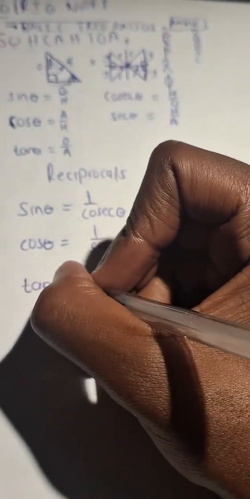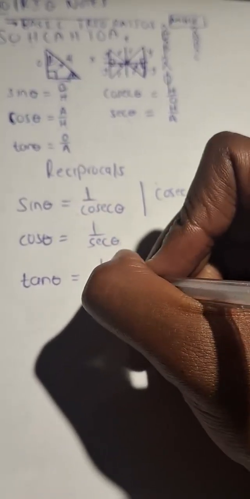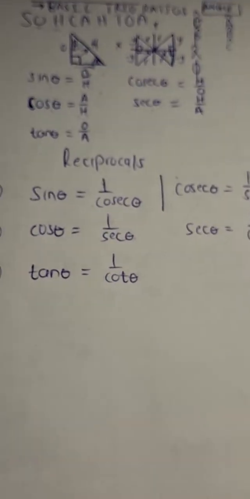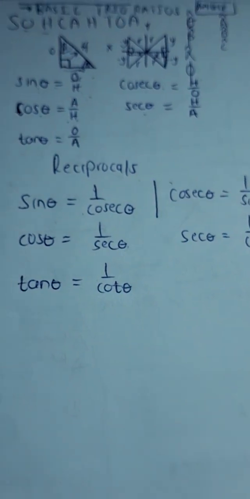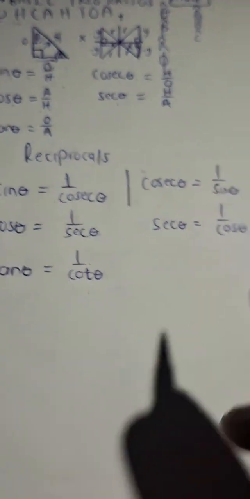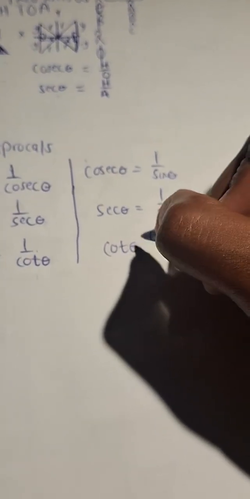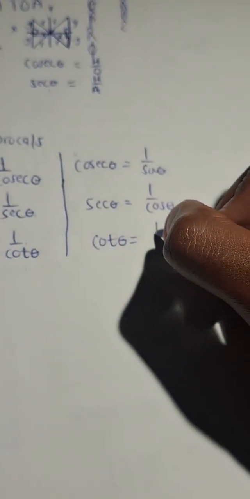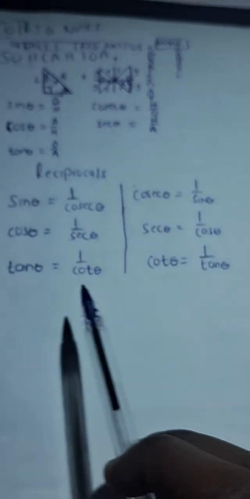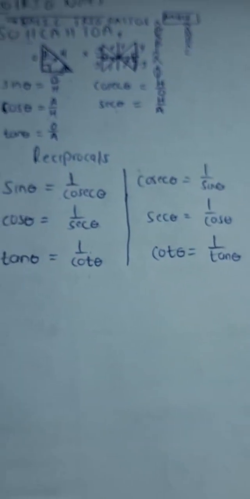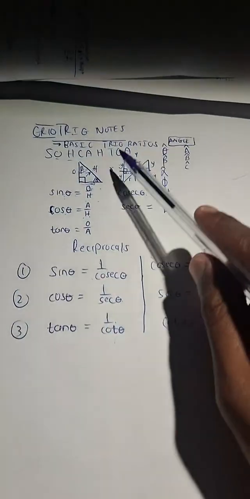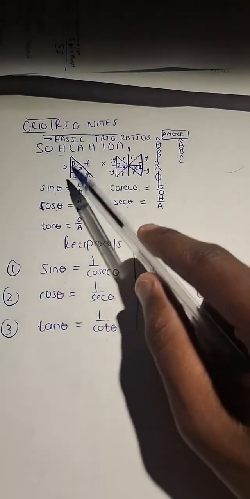Then lastly, tan theta is equal to 1 over cot theta. So hopefully, grade 10s, you understand that tan theta is equal to 1 over cot theta. Or differently stated, it means cot theta, the reciprocal, expressed in terms of tan, is 1 over tan theta. So all grade 10s need to know this, the basic trig ratios, right?